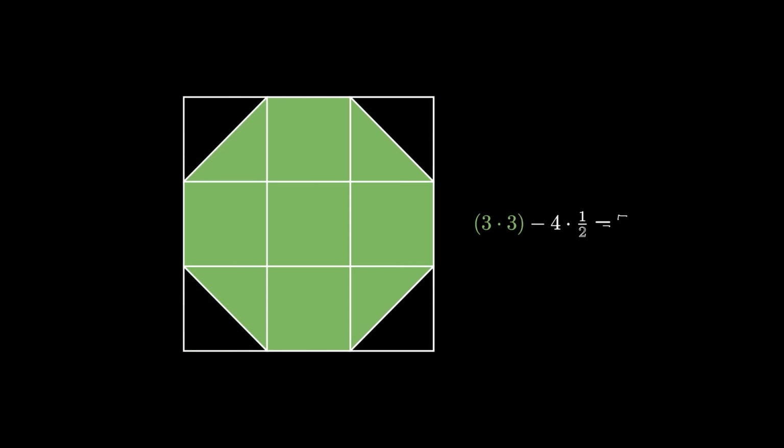The area of the octagon can be calculated in a number of ways now. The easiest way is to observe that this octagon is a 3 by 3 square minus the half squares at each corner.